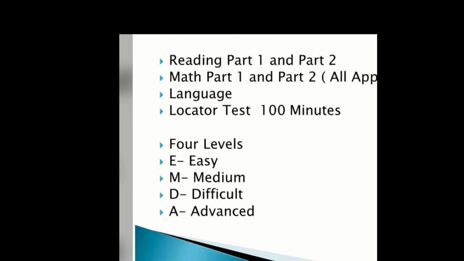And depending on where you are academically, you'll either take the E for easy, M for medium, D for difficult, and A for advanced. All testing occurs from 9 a.m. to noon on Monday, Wednesday, and Thursday at Stewart Community Adult High School.